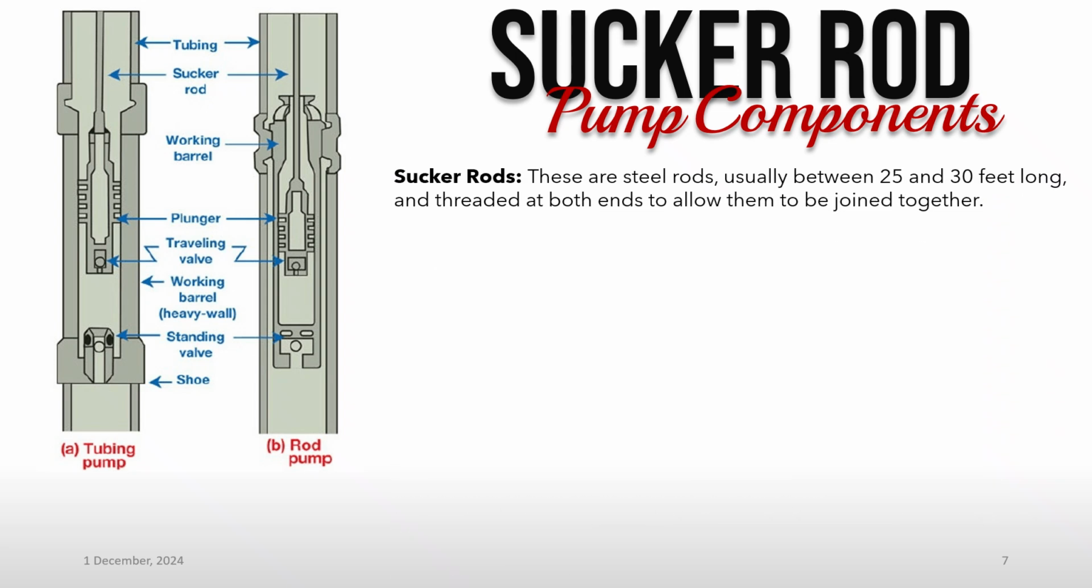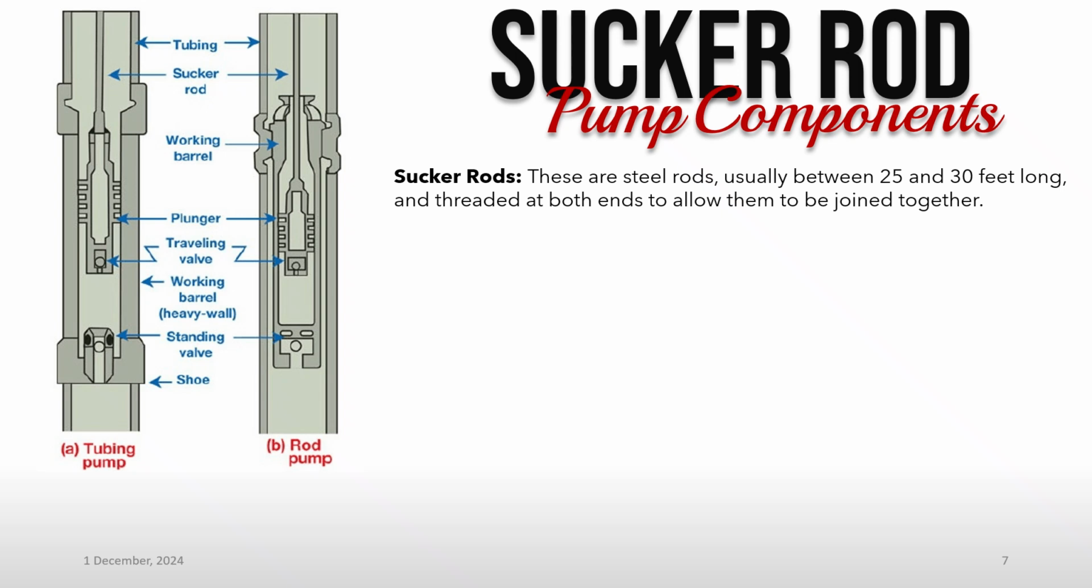Now, let's move to the downhole components, which are crucial for the actual lifting of fluids. The sucker rods are a series of steel rods, typically 25 to 30 feet long, threaded at both ends to allow them to be joined together. These rods form a continuous string that connects the polished rod at the surface to the downhole pump. They are responsible for transmitting the reciprocating motion from the surface pumping unit to the plunger in the pump.